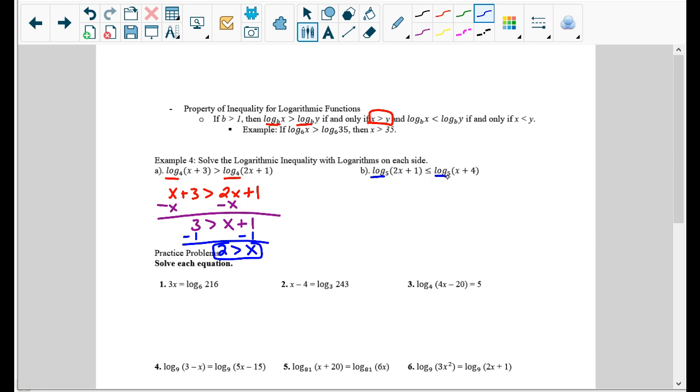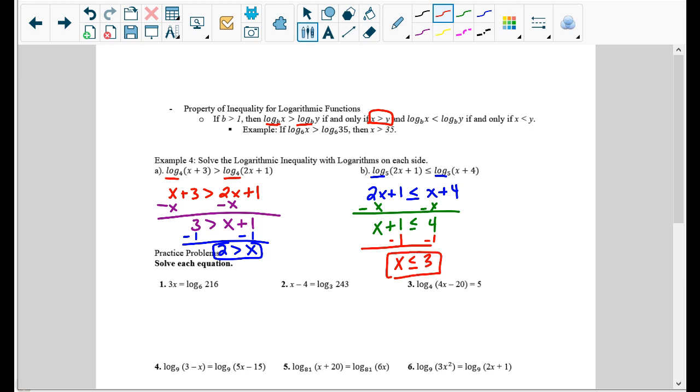Letter B, same idea. Again, log base 5's, those are the same. So I'm just taking those values in parentheses here. So 2x plus 1 less than or equal to x plus 4. Now again I can solve, get my x's on the same side, so minus x. So 2 minus 1 is 1x. Subtract our 1 here, so x is less than or equal to 3. All right, so that's chapter 7, lesson 4.